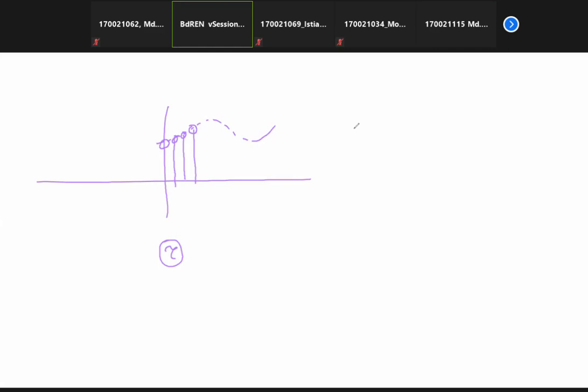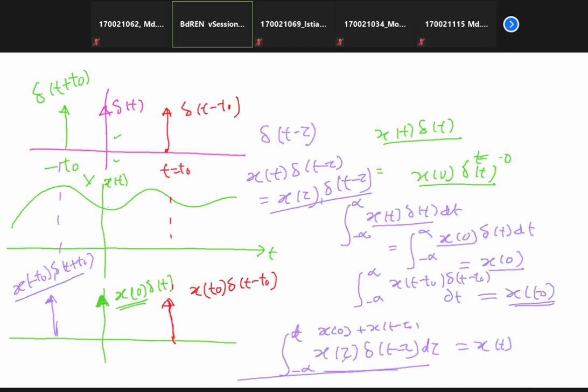Okay, this is what. Can you explain it again, sir? Okay, what is it? The last line on the previous slide, the integration. Okay, this integration, what does it mean?